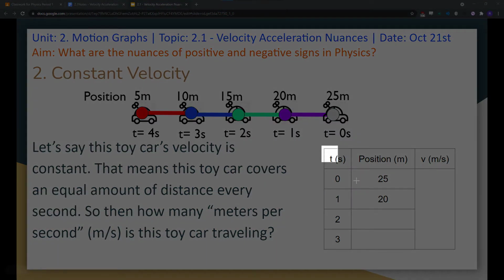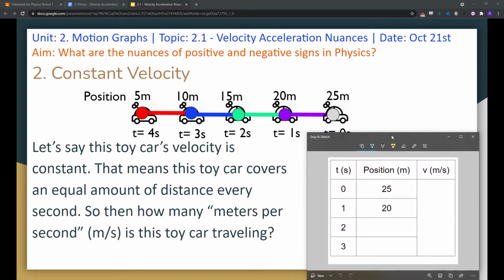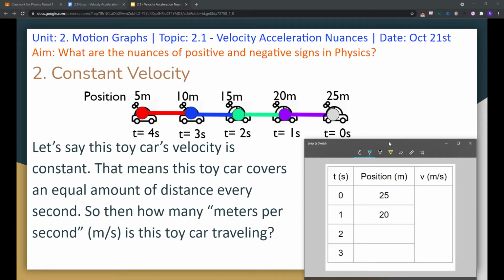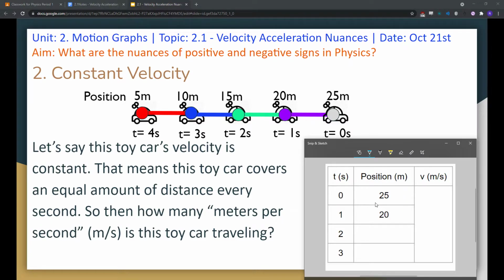So now on the second slide here, we're still at constant velocity, but we're going to have something different. We're going to start on the right hand side and move to the left. So now we have a negative velocity. How many meters per second is this toy car traveling?